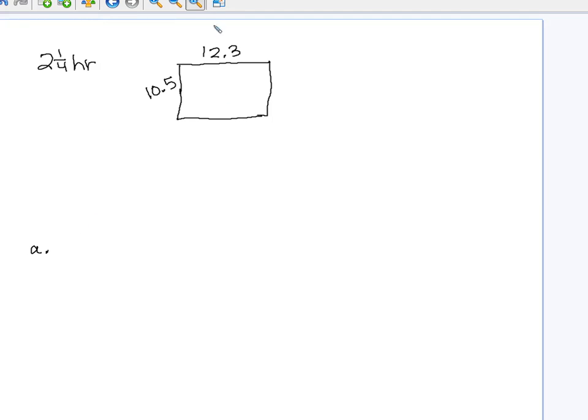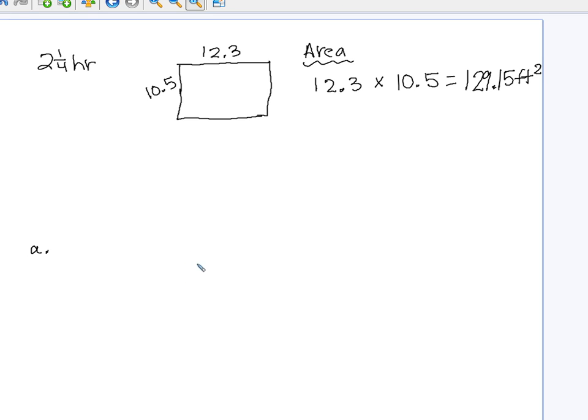So we need to get our square footage here, and to get area you have to multiply. So we need to do 12 3/10 times 10 1/2. Okay, multiply straight across, and it's 129 and 1500ths feet squared. Don't do anything with the squared. I know sometimes the kids want to do things with the squared. Leave it alone.